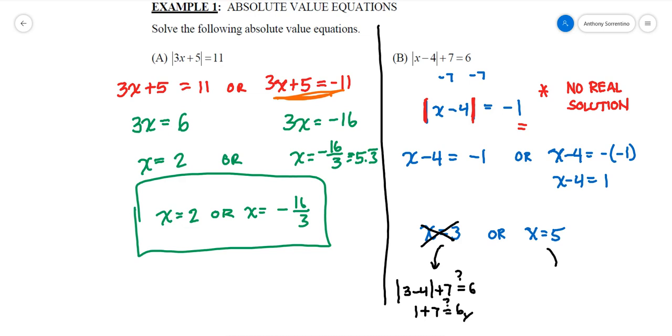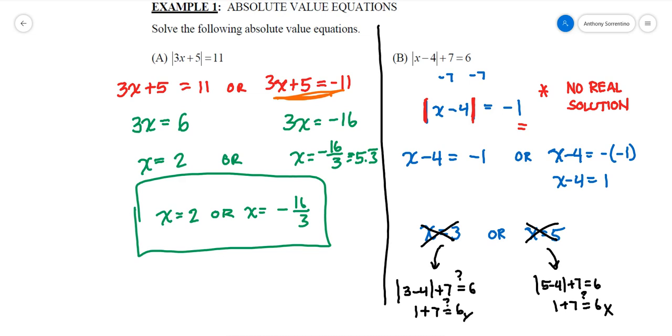If I do it for this one, x equals 5. Well, the absolute value of 5 minus 4, plus 7 equals 6? 5 minus 4 is 1. The absolute value of that is 1. And I get to the same point. 1 plus 7 doesn't equal 6. No, 1 plus 7 is still 8. So this doesn't work either. So this solution doesn't produce an answer. The two solutions that I algebraically came up with simply don't work.